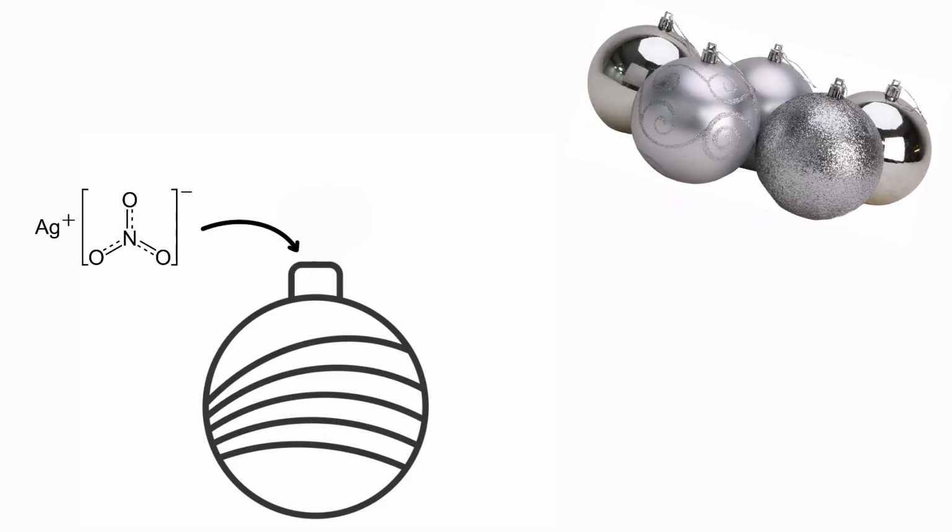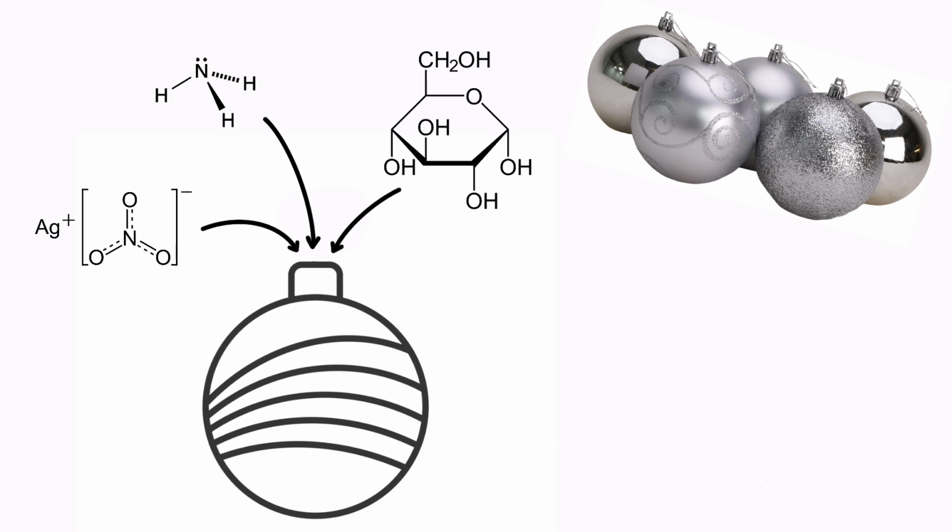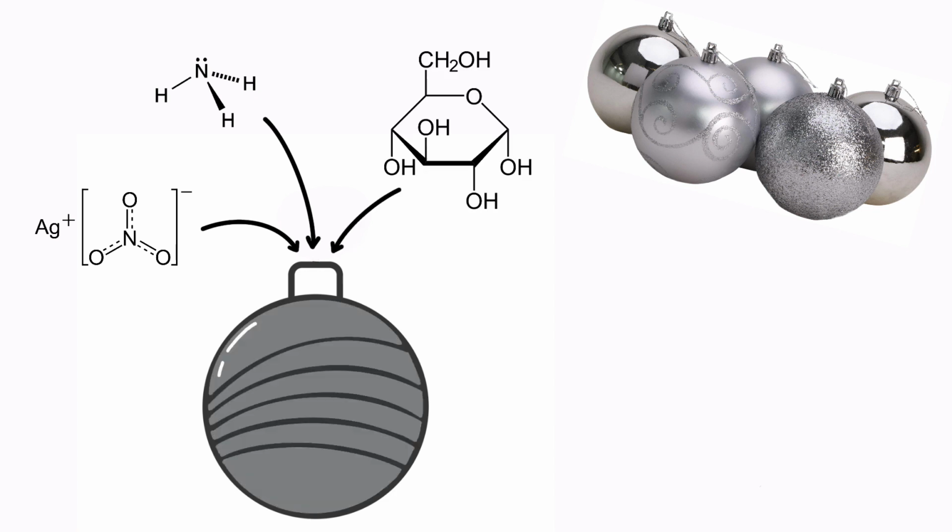The silver baubles, like those we're having on our Christmas tree, are traditionally silvered using silver nitride solution. This is poured into the inside of the bauble, followed by concentrated ammonia solution. To start the reaction, they add a glucose solution, which causes the reduction of the silver ions to silver metal. This produces the shiny silver coating at the inside of our ornaments.